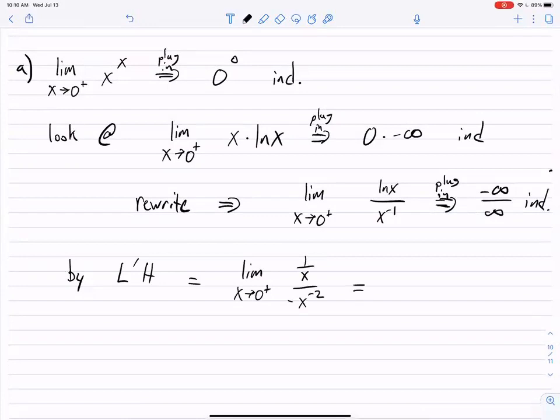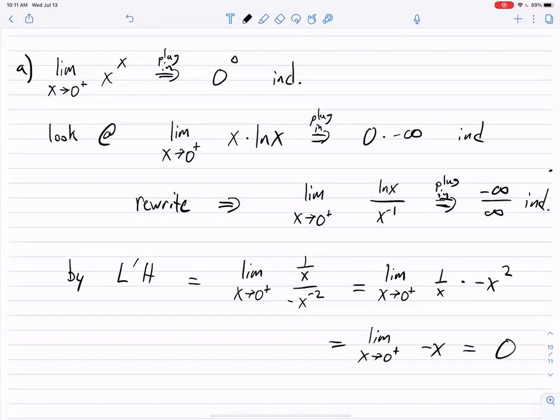But then that is just equal to the limit. That's going to cancel with one of those. So maybe I won't write it like that. Let me just rewrite. So bring this x to the minus 2 back up top. This becomes the limit as x approaches 0 from the right of 1 over x times negative x squared, which equals negative the limit as x approaches 0 from the right of x, which equals 0.